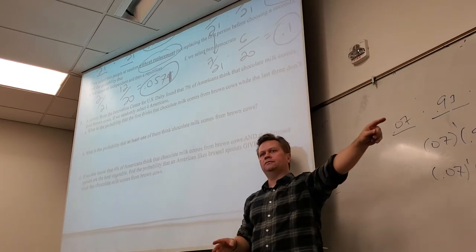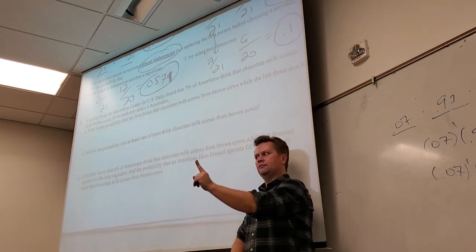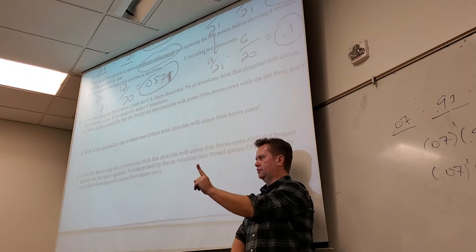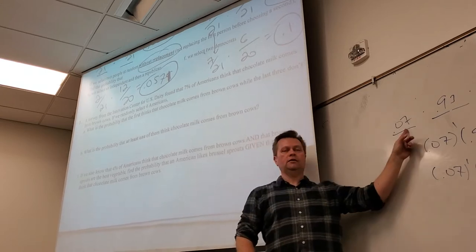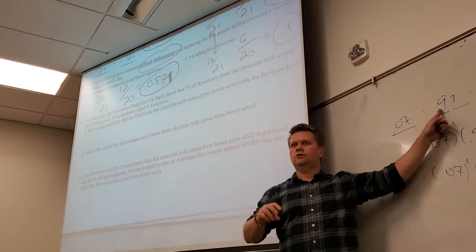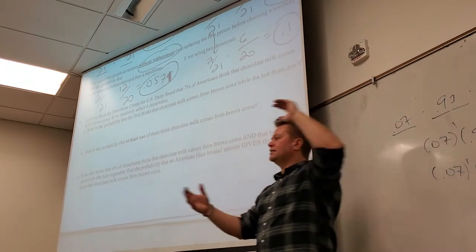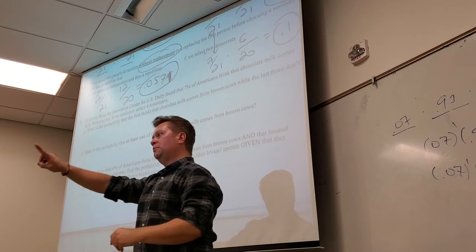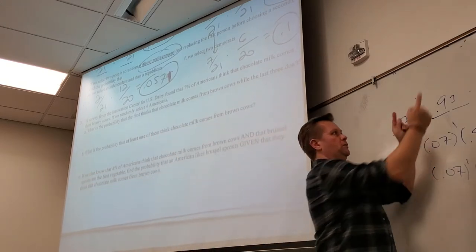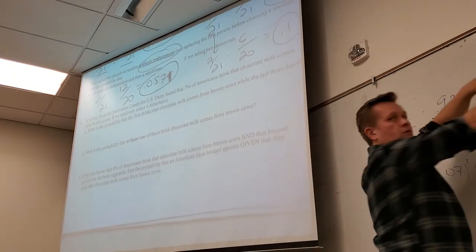I got four people, right? If I want one of them to believe the brown cow milk thing, it could be this guy, or this guy, or this guy, or this guy. And that's not even done yet, because at least one means it could be two, and then it could be these two, or these two, or these two, or these two, and then it could be three.